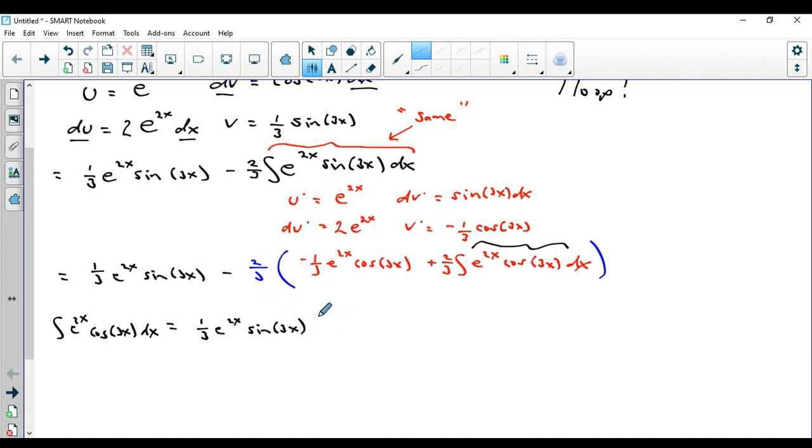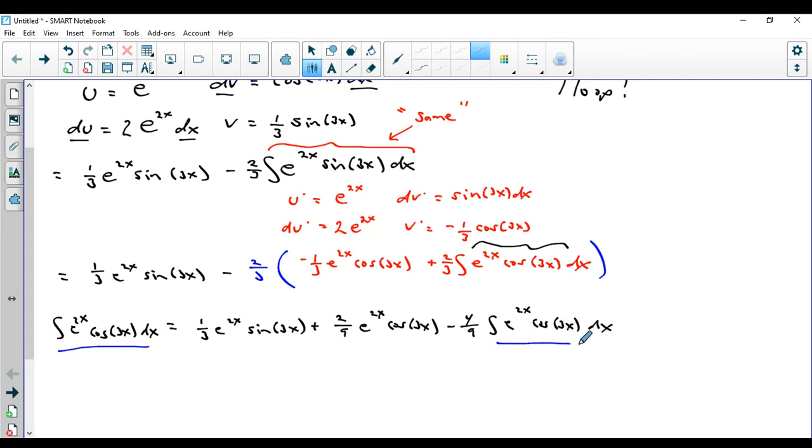And then minus, so that's going to be plus 2/9 e to the 2x cosine of 3x, and then minus 2/3 times plus 2/3, it's going to be minus 4/9 integral e to the 2x cosine of 3x dx, right? So this is what we have. And you'll notice that this integral here, as we said, is the exact same thing as that integral there. There's just a different constant out in front.